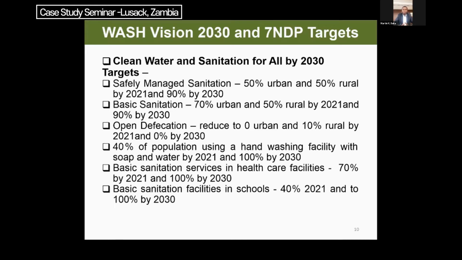So we see an ambitious target: by 2030 we should be more or less close, if not at 100%, in terms of reaching out. Next slide, please.